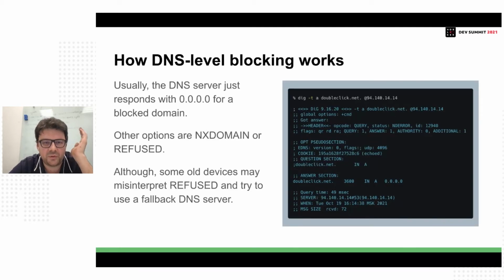Technically, here's how it works. Let's take a look at some real examples. So you can see on this slide a screenshot of me doing a DNS query for a blocked resource, and you can see that the DNS server just responds with the zeros IP address, and well, the app cannot connect there. Other options are responding with special responses, NXDOMAIN, which means domain does not exist, or REFUSED, which means the server refused to process the query. Both of these options are viable, although some old devices may misinterpret REFUSED and try to use a fallback DNS server. So for now, zeros is a safer option for DNS sinkholing. So this is a brief introduction into content blocking.